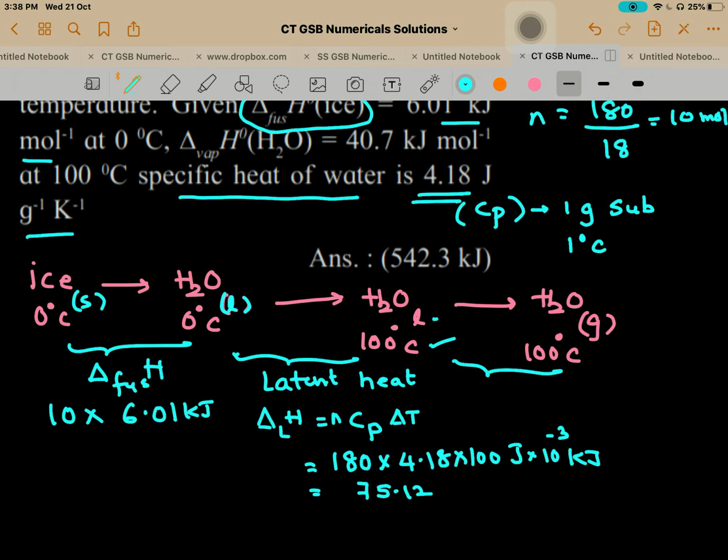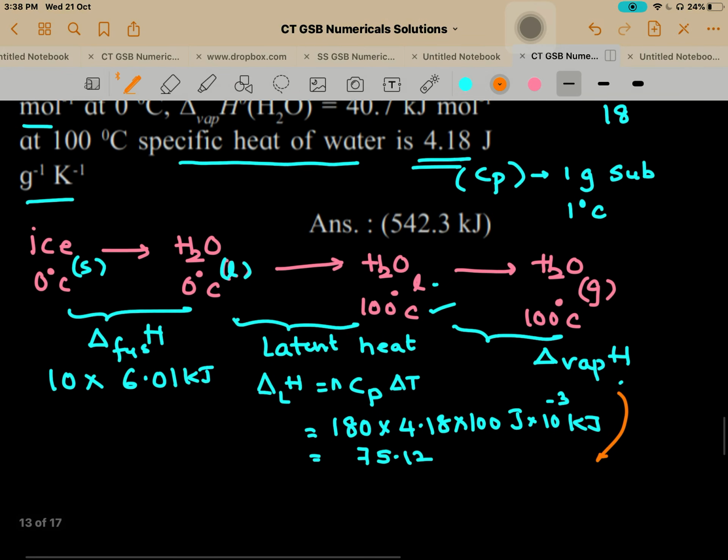Now, come to the third one. Third, what they have given? Liquid water is getting converted to gas. So there is change in state, but there is no change in temperature. Correct? So this is enthalpy of vaporization. What is the meaning of enthalpy of vaporization? It is enthalpy change for conversion of 1 mole of liquid to gas. Correct. So how do we calculate this enthalpy change, which I'm putting up here, right?